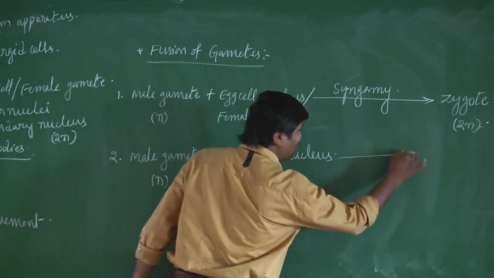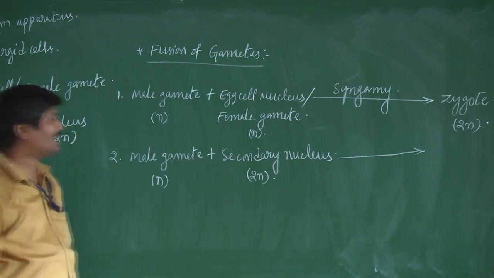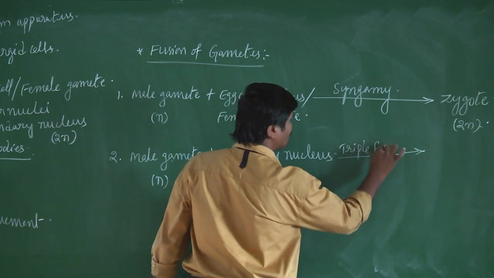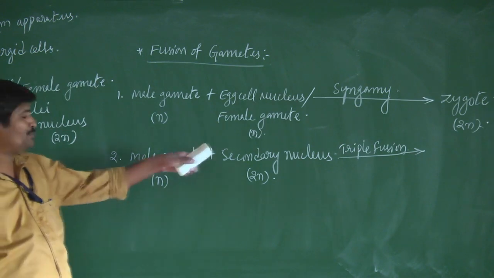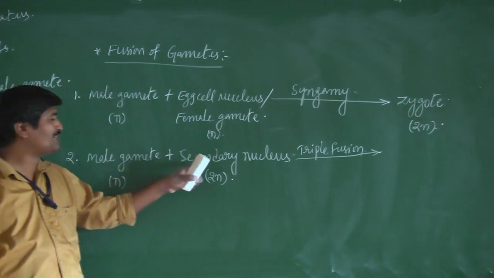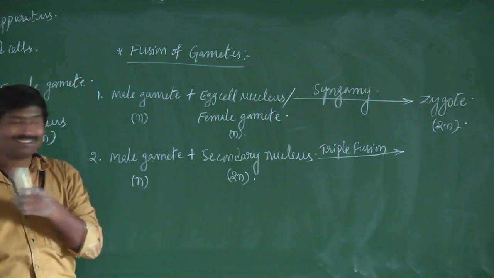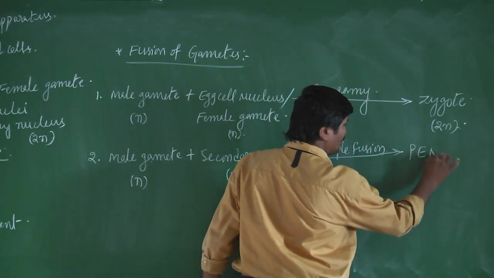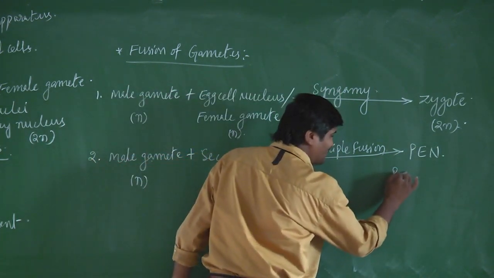So when the second male gamete fuses with the secondary nucleus, it is known as triple fusion. Why is it called triple fusion? Three nuclei fuse together. So what is triple fusion? The male gamete fusing with the secondary nucleus is known as triple fusion. As a result of triple fusion, the PEN is developed. What is the full form of PEN? The primary endosperm nucleus.